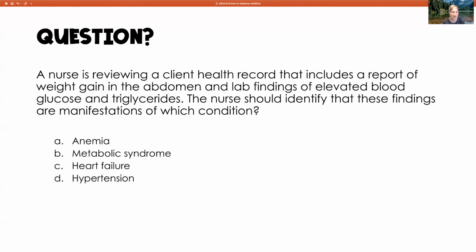Okay, next question. A nurse is reviewing a client health record that includes a report of weight gain in the abdomen and lab findings of elevated blood glucose and triglycerides. The nurse should identify that these findings are manifestations of which condition?